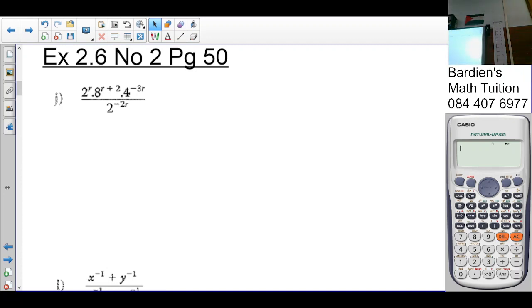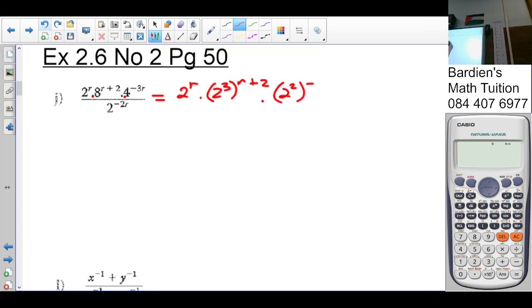Big J. So firstly we need to break bases up into products of their prime factors. So 8 can be written as 2 cubed raised to the r, plus 2 times 2 squared raised to the negative 3r, over 2 to the negative 2r. When we're multiplying and bases are the same, we add the exponents. If a base is raised to a higher exponent, we multiply the exponent. If we're dividing and bases are the same, we subtract the exponent.